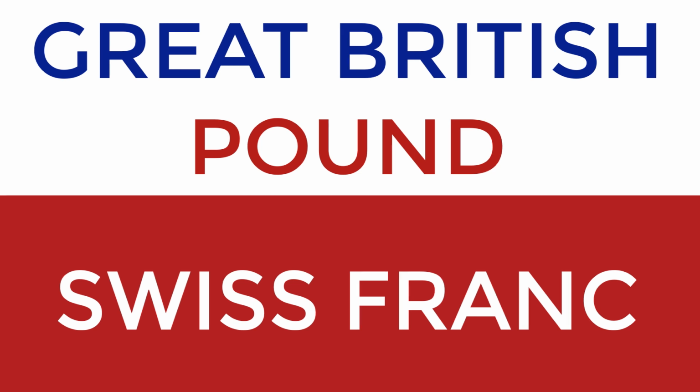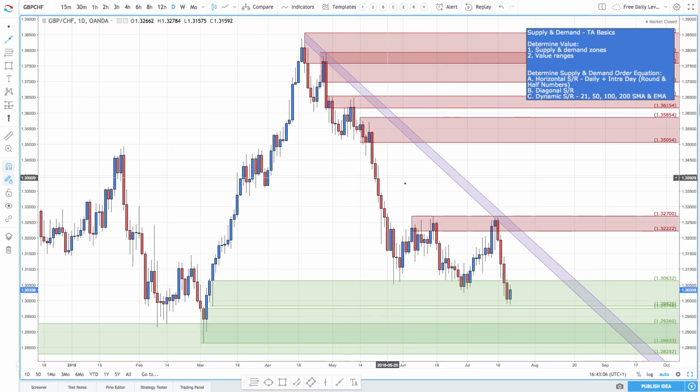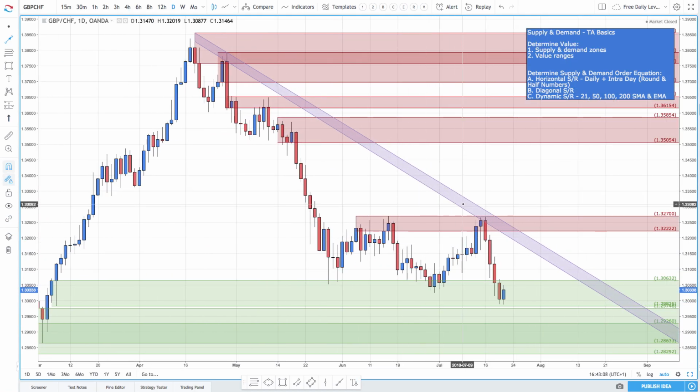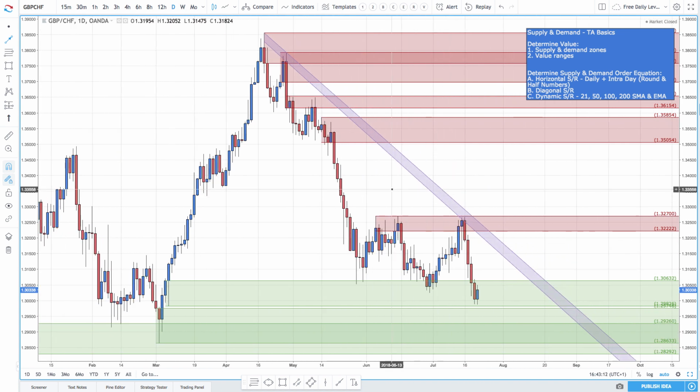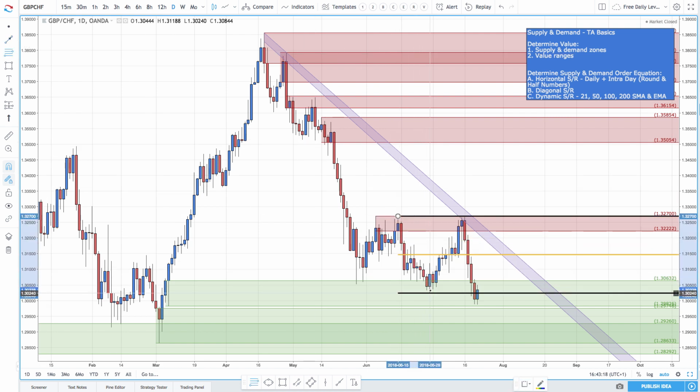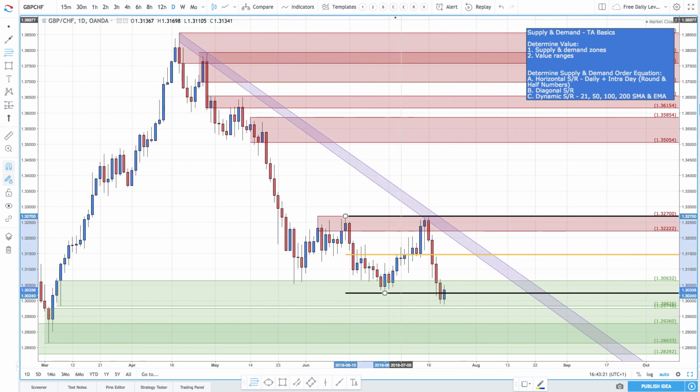So moving on to the pound Swiss, and really my trade that I took this week, and I'll go into a bit more detail. So from a value perspective, I knew that this was the range from this high to this low, and this was Monday. So what we had was, let me go to bar replay.